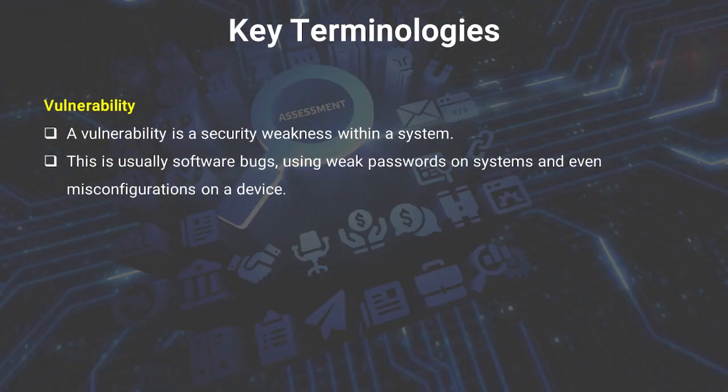One of the key terminologies that we need to understand is what is a vulnerability. To put it simply, a vulnerability is a security weakness within a system. This security vulnerability can be found within software, such as bugs. It can also be weak passwords on systems, such as persons not using complex passwords, or using default passwords. Additionally, these can be device misconfigurations.